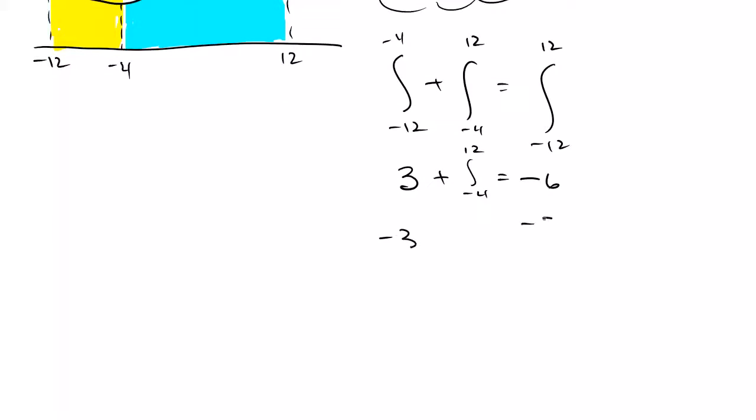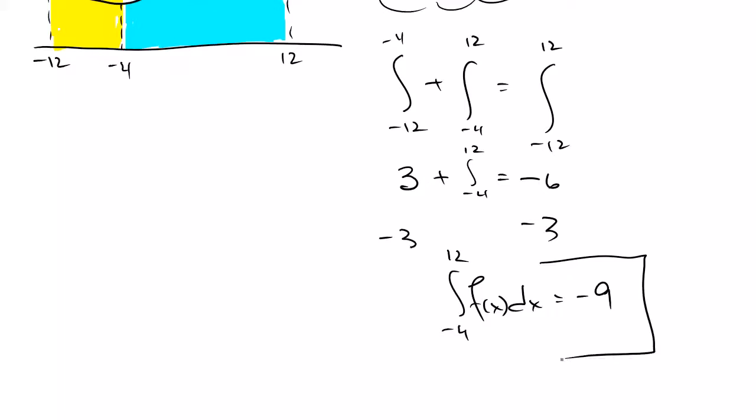Subtracting 3 from both sides tells us that the integral from negative 4 to 12 of f of x dx is going to equal negative 9. And that's our answer.